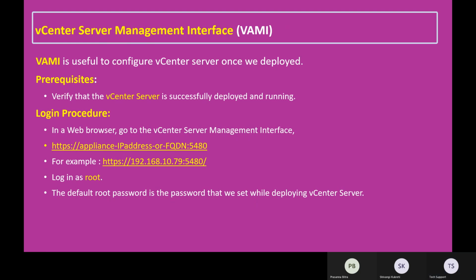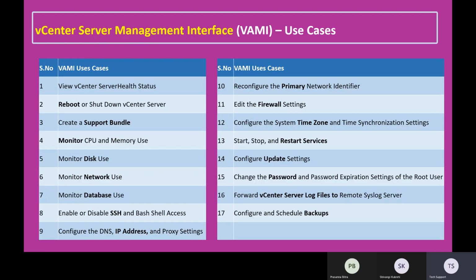Within the VAMI page, there are multiple use cases. Using the VAMI interface, we can verify the vCenter server health status. If you want to restart or shut down vCenter, we can do it from the VAMI page. We can also export the support bundle, which means all the vCenter server system logs. And we can monitor CPU, memory, disk, network, and database. All this information we can monitor from the VAMI page.